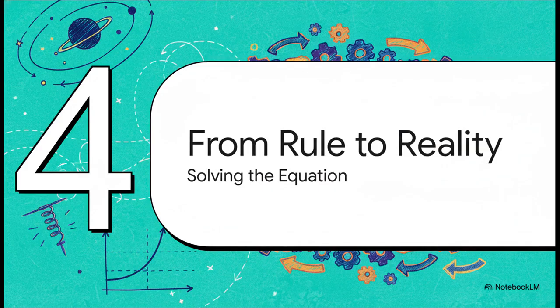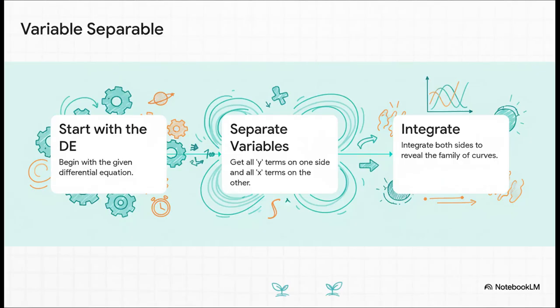Okay, so that's the theory. But how do we actually go from the theory to the reality? Let's take a quick look at one of the most intuitive ways to solve these things. One of the most common techniques is called variable separable. And honestly, it's pretty much exactly what it sounds like. You just use some algebra to sort the variables. Get everything with a y on one side of the equation and everything with an x on the other. Once they're all separated out, you just integrate both sides and boom, just like that, the whole family of solutions appears.